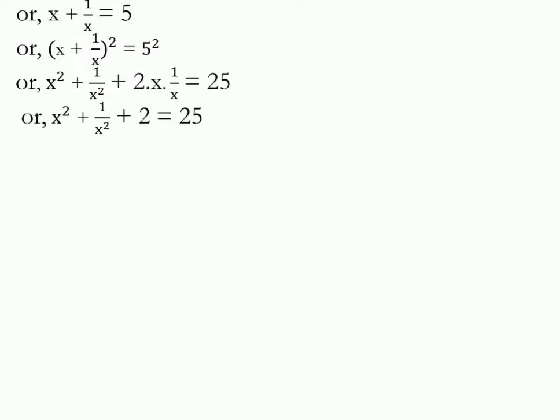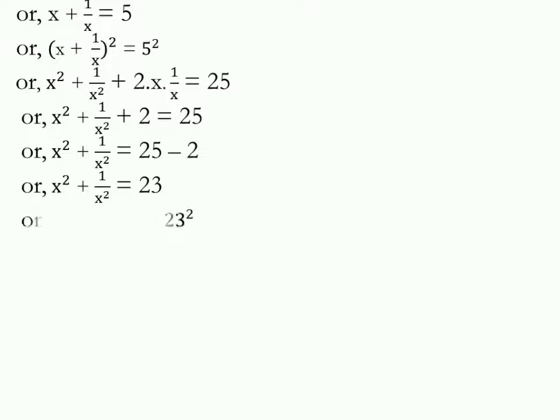Now if we take the 2 on the right hand side, it becomes x square plus 1 by x square equals 25 minus 2, which becomes 23. Now we can again do square on both sides and it looks like this, x square plus 1 by x square whole square equals 23 whole square.